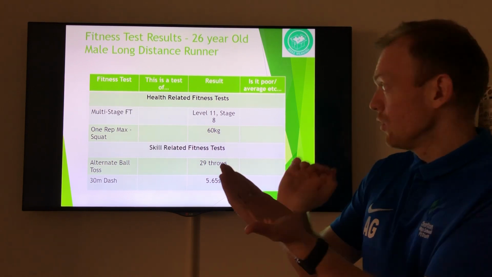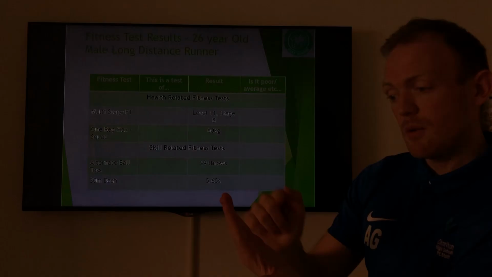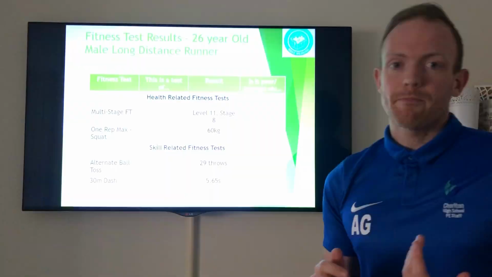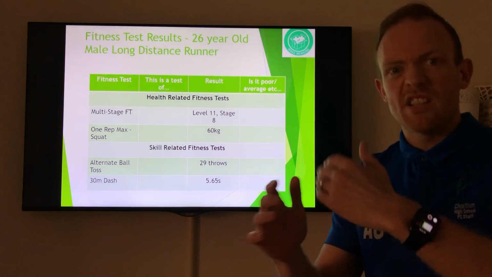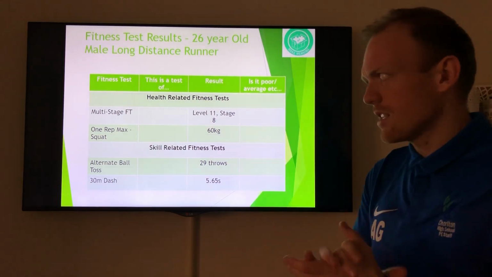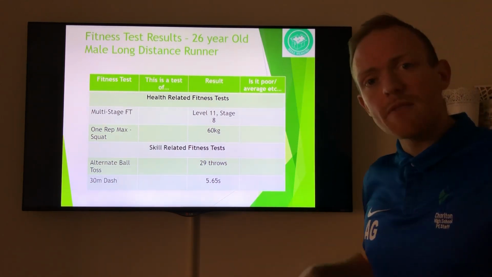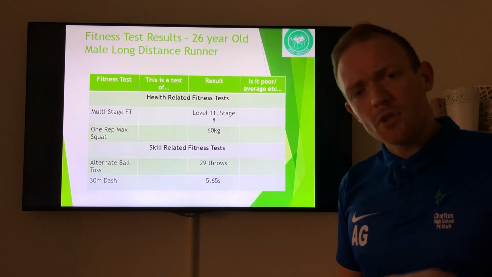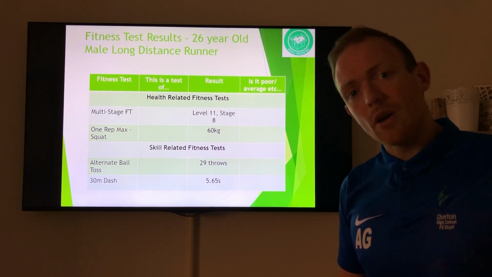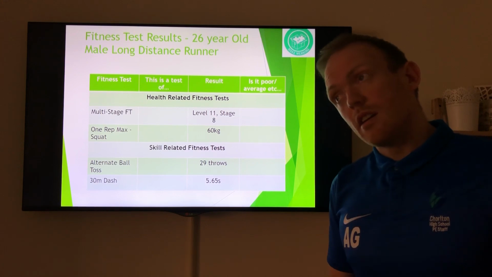Okay, so in this column, you're going to use the sheets that I've put on Doddle. You are going to take the result and see where it fits. Where does it fit? Poor, average, above average, whatever. You're going to write that in there. You're going to do the same for the rest of them. So pause this, and I will meet you on the next slide.